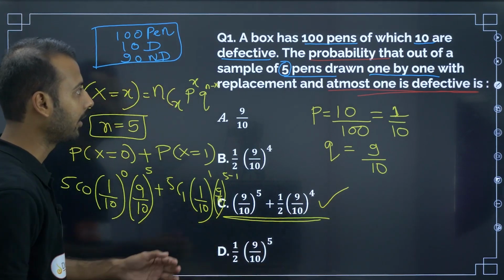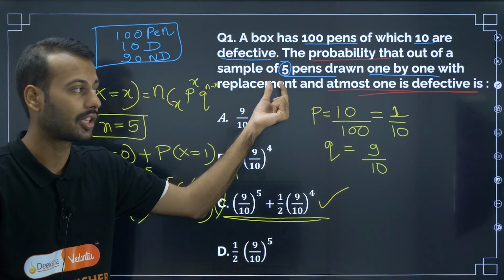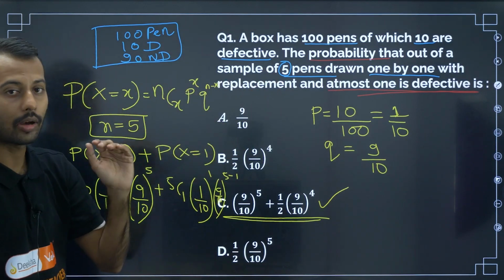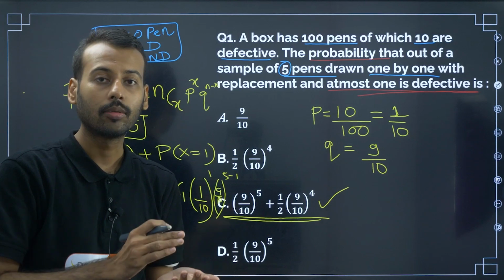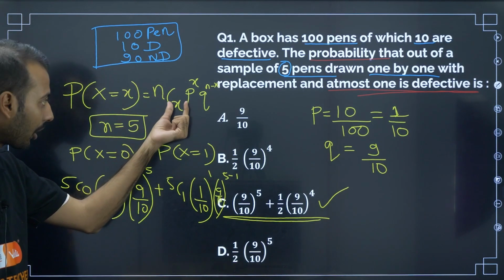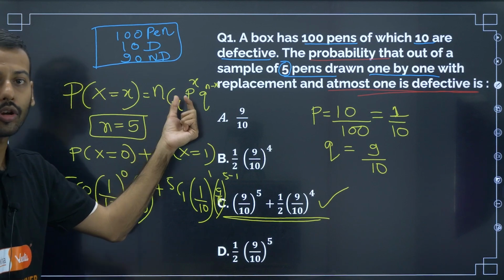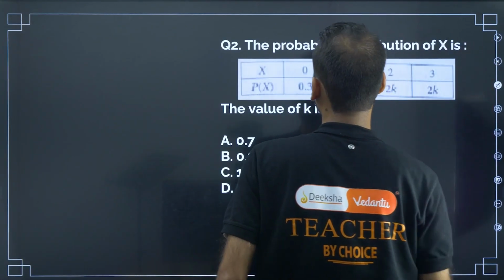So this question is based on Bernoulli trials. Bernoulli trials is an important concept, so you should know the Bernoulli trials concept. Please go through the synopsis in the textbook, the Bernoulli trials concept, and try to memorize this formula and try to solve some problems. That is important. Bernoulli trials is important. Moving on to the next question.